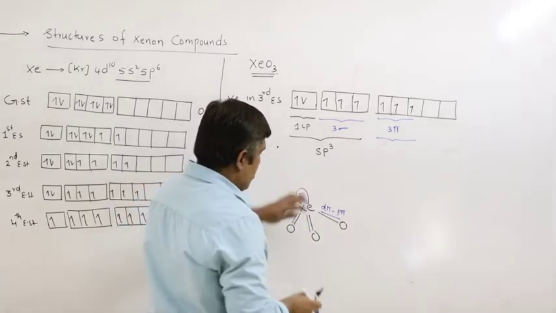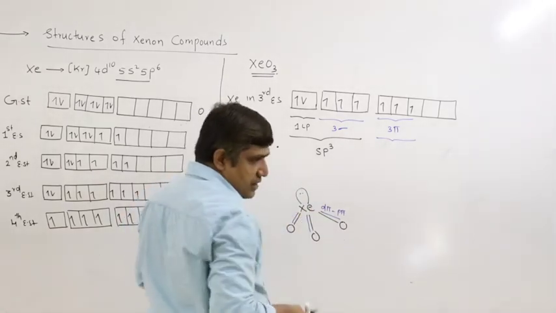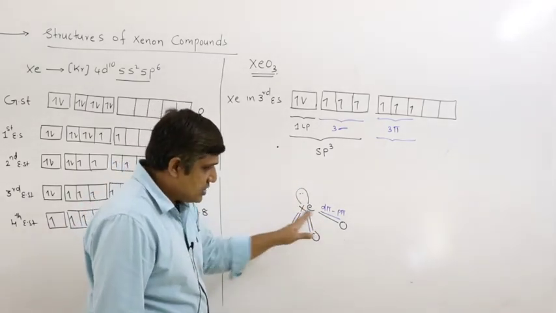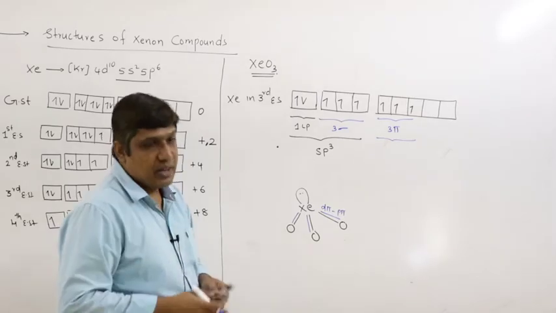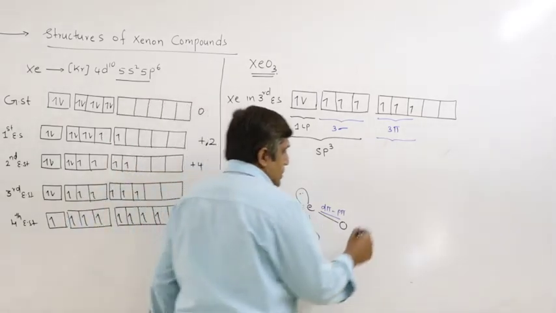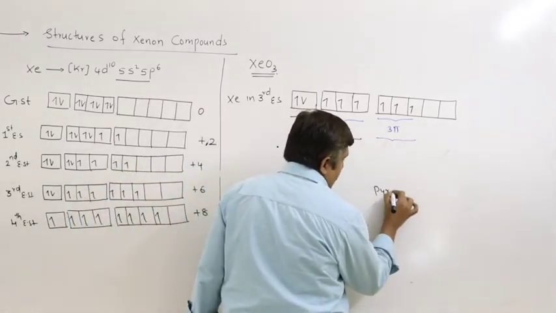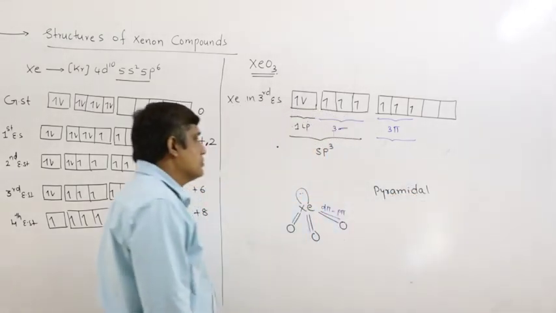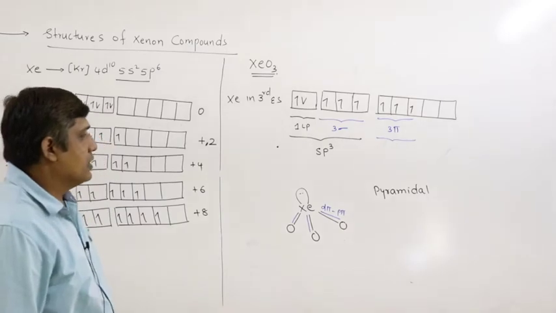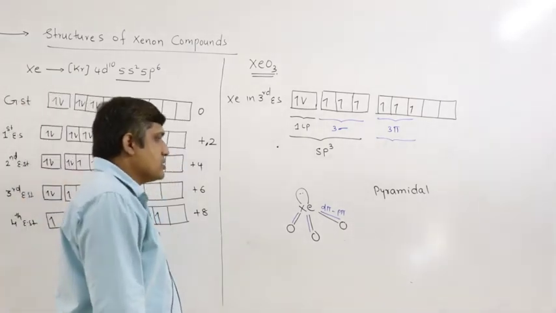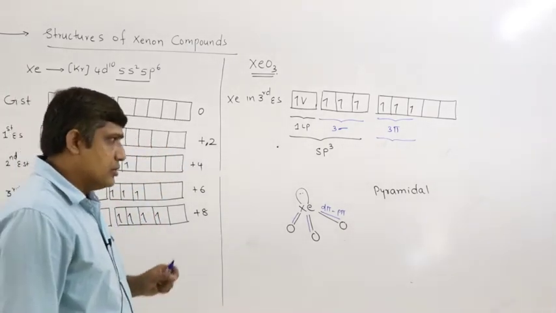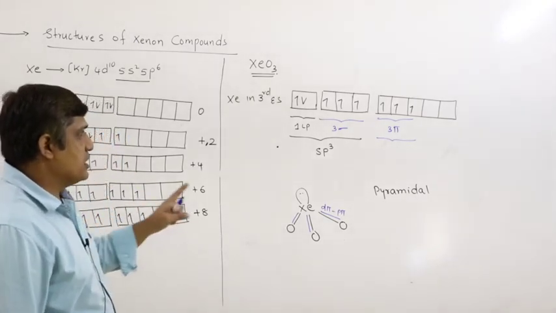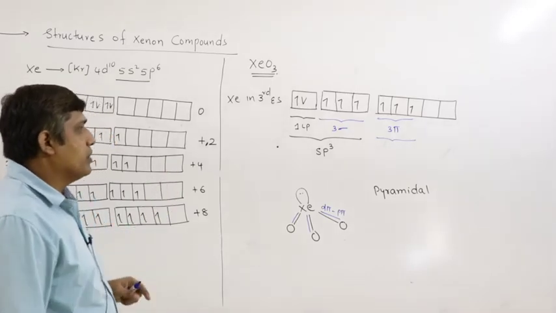Right. Anyway, so the lone pair is delocalized on the central atom, it does not contribute to the shape. So, if you see the 3 sigma bonds, it appears to be pyramidal in shape. So, the shape is pyramidal. And it has 3 dπ-pπ bonds. Xenon uses the d orbital, oxygen uses the p orbital. Hybridization is sp3. It has 3 sigma bonds and 1 lone pair.